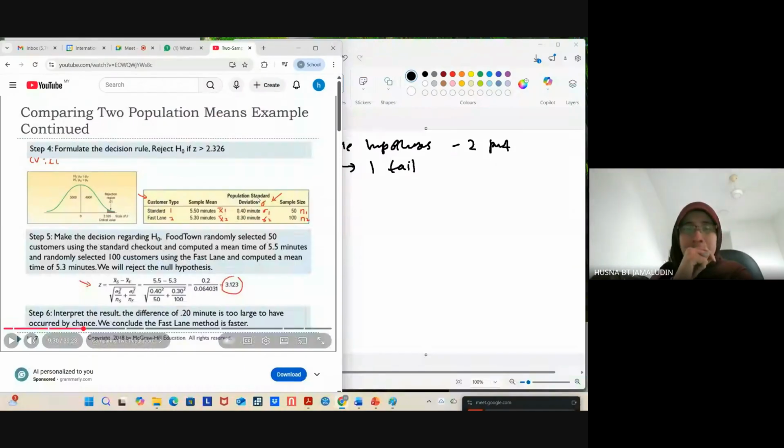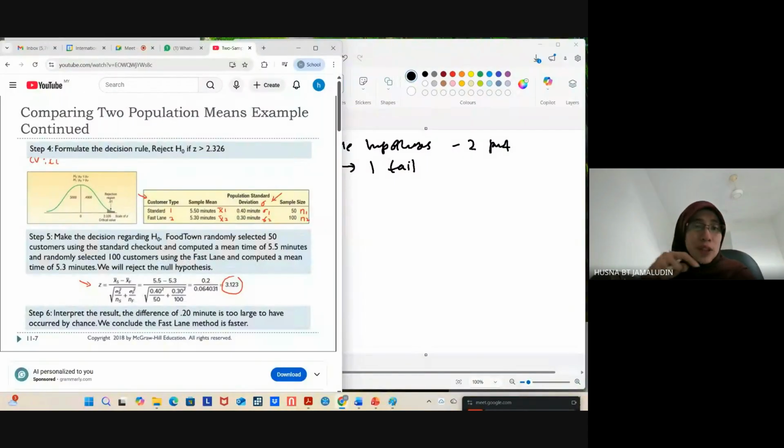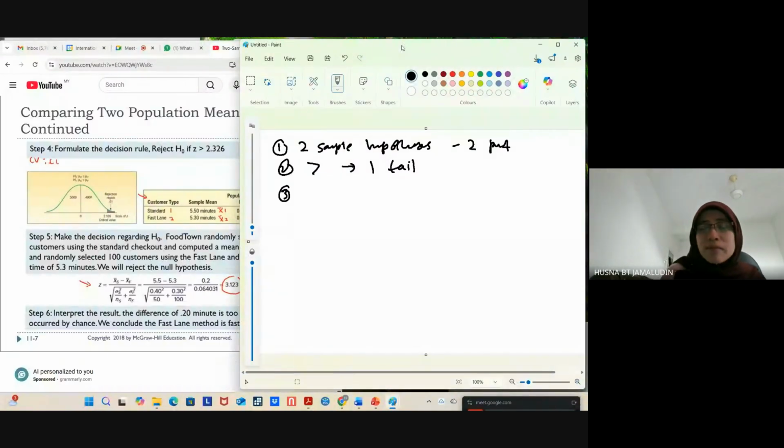And then they give you a population standard deviation. This is your sigma. So when the sigma is given, you're going to use Z statistics. You have all this information. But before that, let's see what kind of information they are giving to you, right?